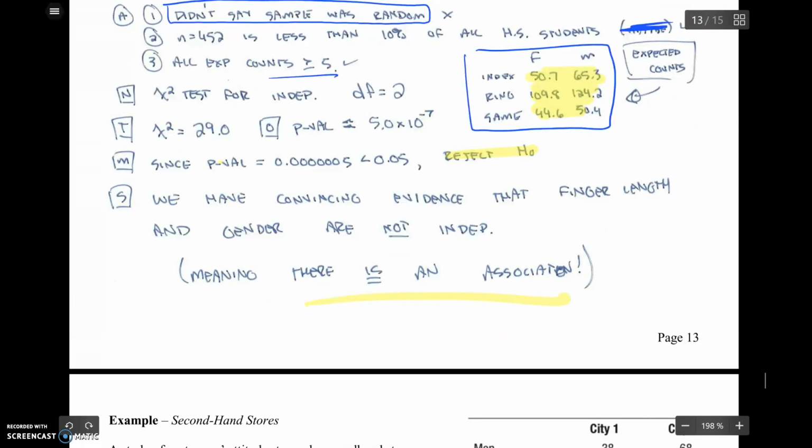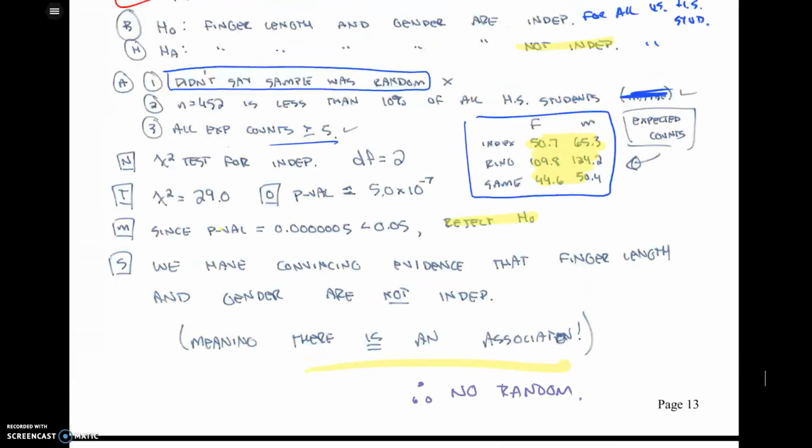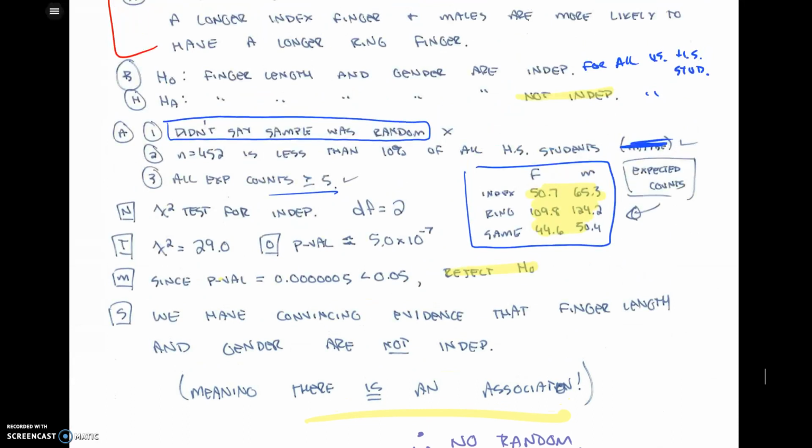However, there are major problems with no random sample, but what can you do? All right, that's it. Pretty much the same.